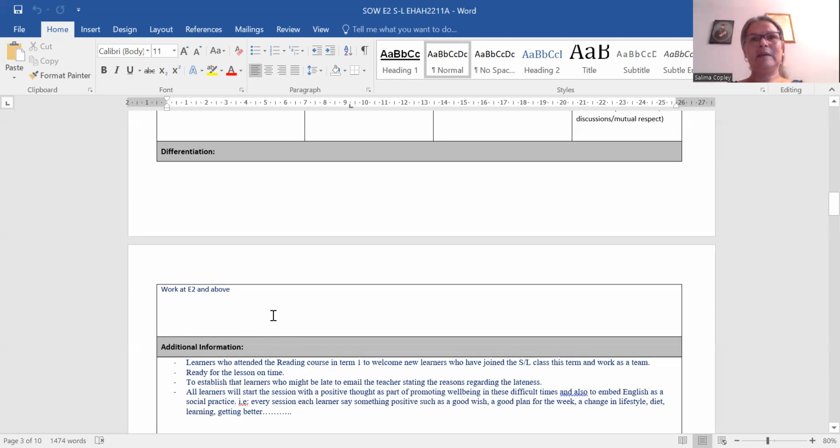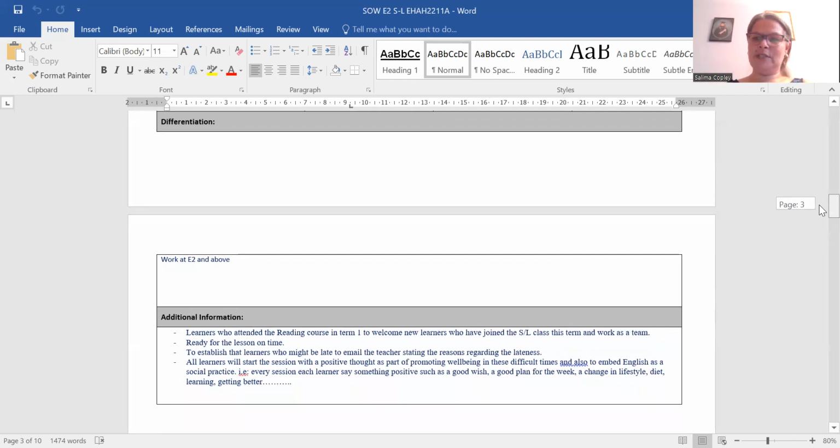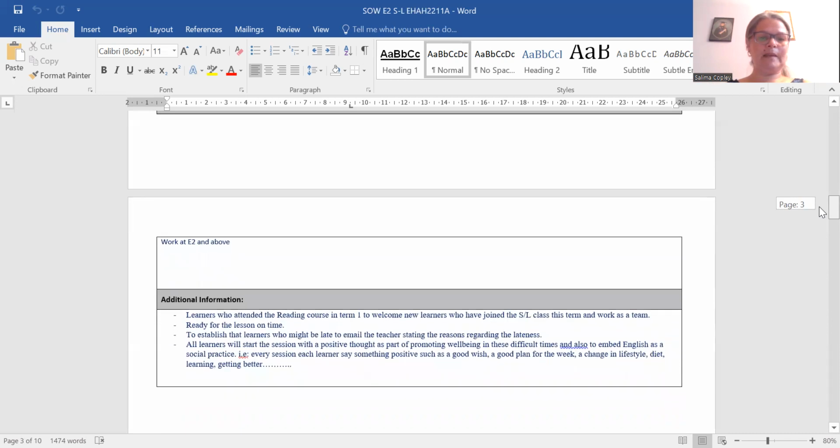You prepare your lesson, but prepare differentiation within the lesson, because learner A understands it in a different way from learner B. Okay, the next step, please do take screenshots. You can add additional information.